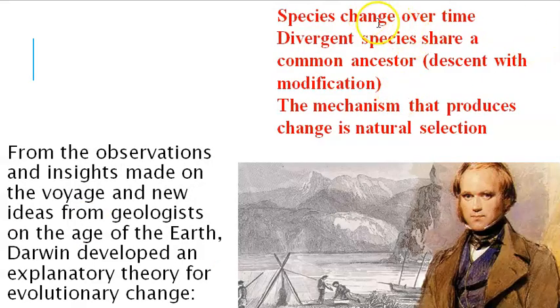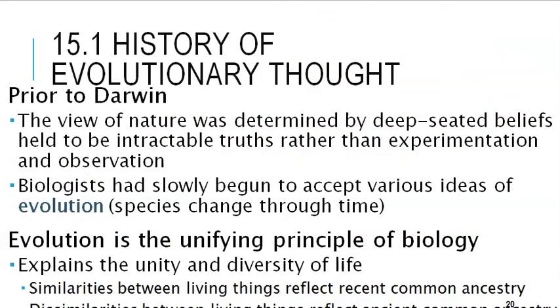So, species change over time. This is what Darwin saw. There's good old Darwin with his awesome lamb chops. Divergent species share a common ancestor, and then this mechanism that produces a change is natural selection. So prior to Darwin, biologists have slowly begun to accept various ideas of evolution.